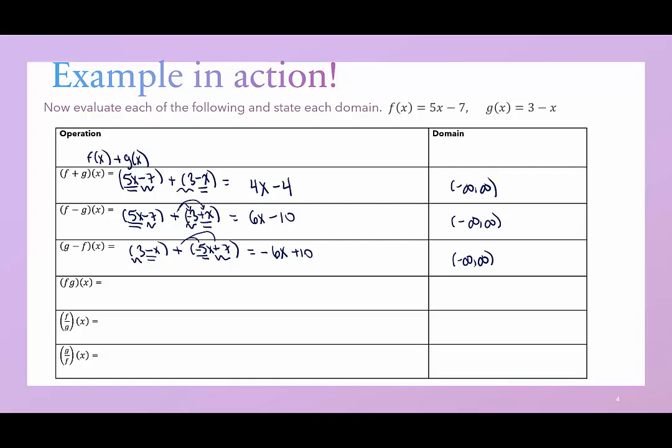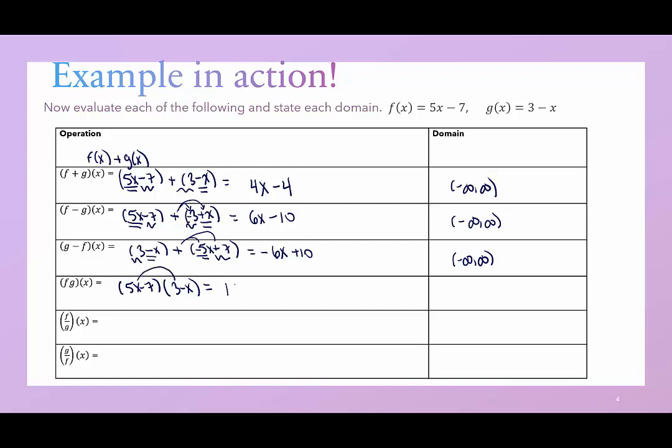Next up is our product function. We're going to multiply the function f by the function g. When I do this, I will have to put them both in parentheses because we have a binomial times a binomial. However you want to do this, if you want a FOIL, distributive property, whatever way you want to think about it.